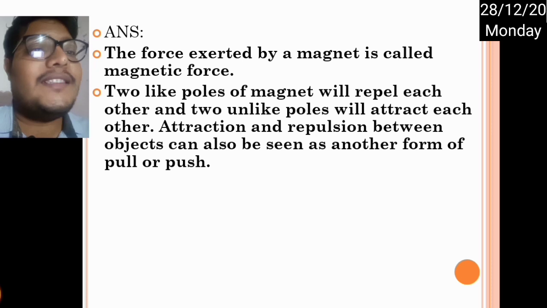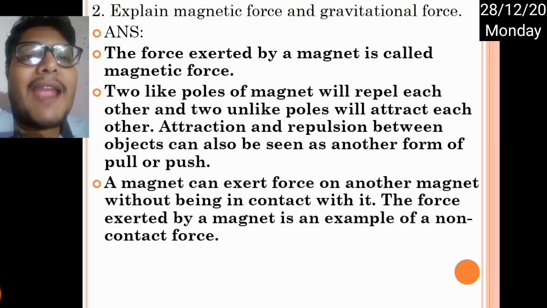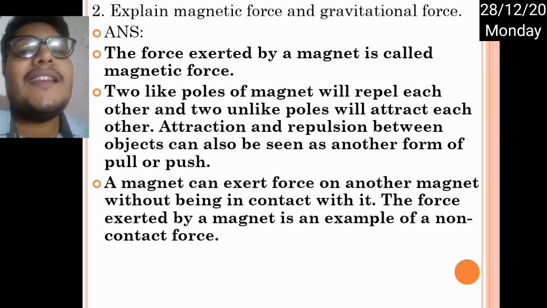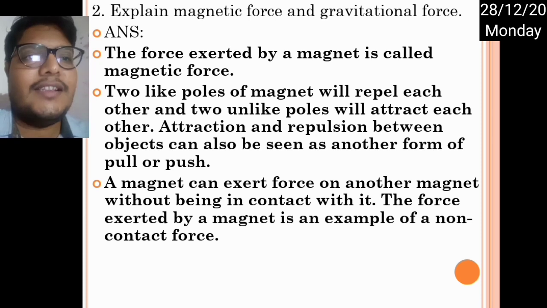Okay, now let's see the third point. A magnet can exert force on another magnet without being in contact with each other. Magnets are applying force without touching each other. The force exerted by a magnet is an example of non-contact force. The force which is here, which is by a magnet, is a non-contact force. See the next point here.